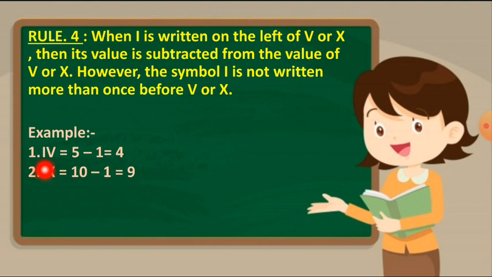First example, IV is equal to, the value of I is 1 and the value of V is 5. So 5 minus 1 will be 4. So how will you write 4 in Roman numerals? I and V. Then next example is IX. Value of X is 10 and value of I is 1. So 10 minus 1 is equal to 9. So this is the way you will write 9 in Roman numerals.